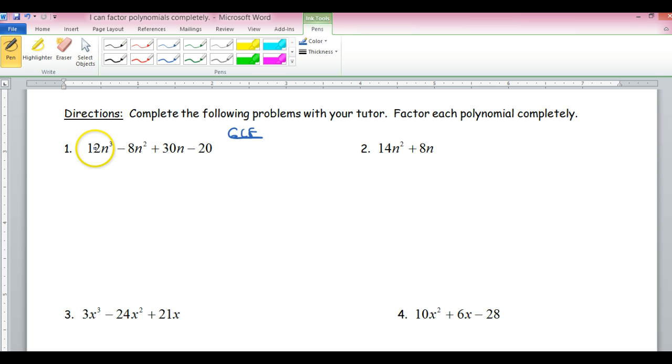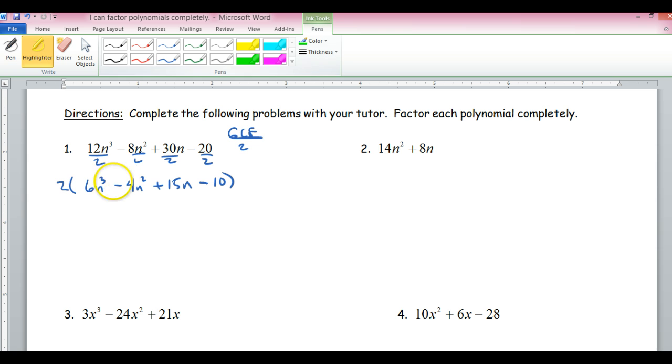So when I look at 12, 8, 30, and 20, what is the largest number that goes into each of those? And that would be 2. Okay, now n to the third, n squared, n, and 20. Does every term have an n? No. So right now the greatest common factor is just 2. And if I go ahead and divide each of these terms by 2, I'm left with 6n to the third minus 4n squared plus 15n minus 10.